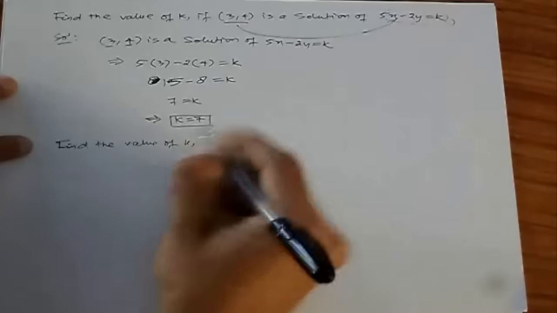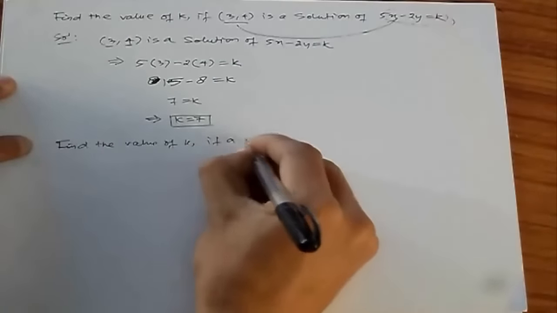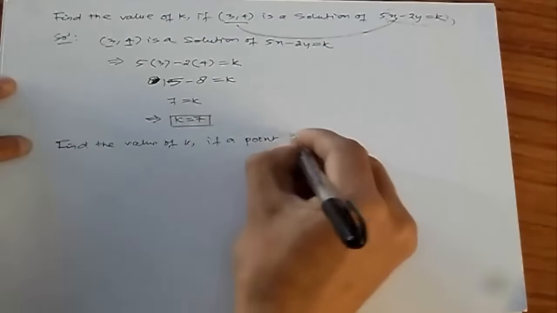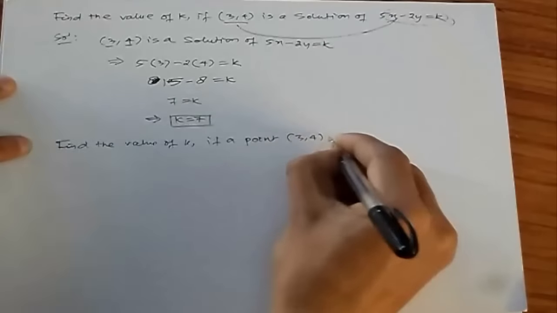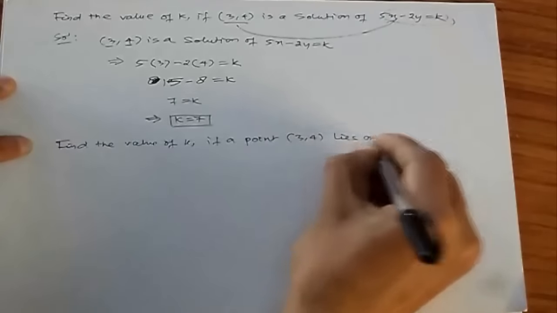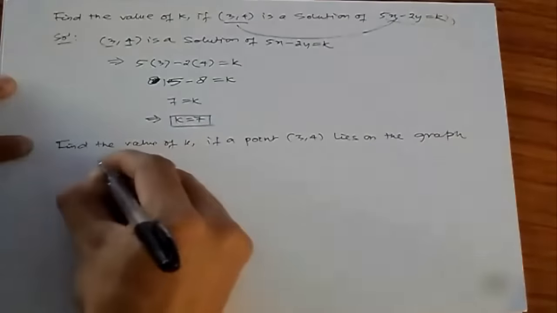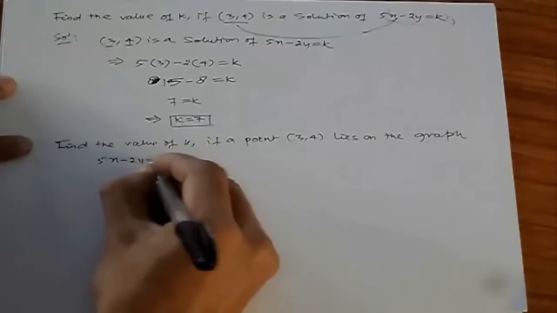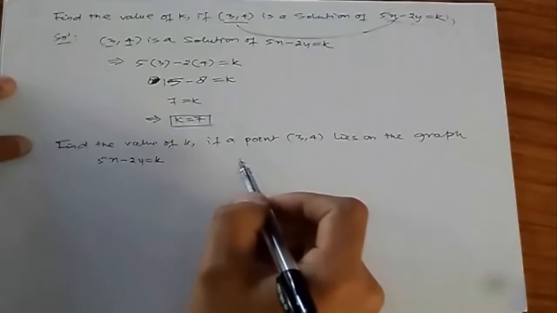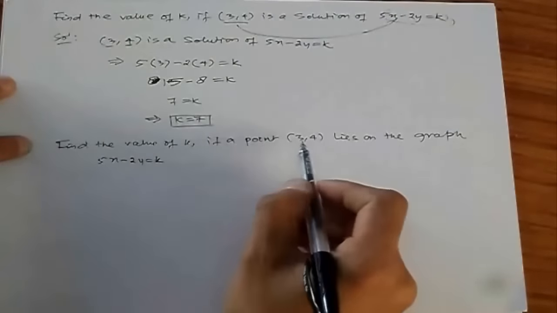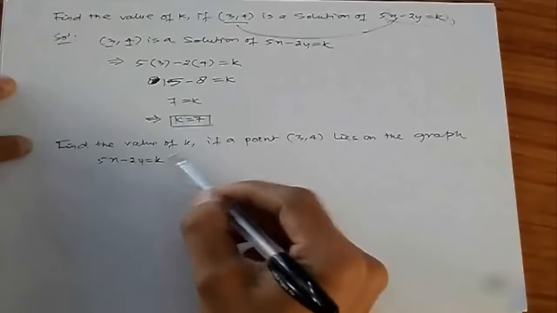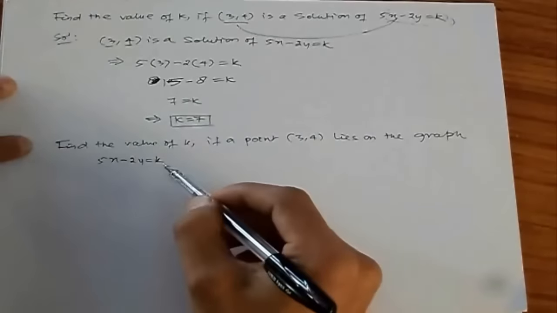Now there's another way of asking this question, but the procedure is all the same, like: find the value of k if a point (3, 4) lies on the graph 5x minus 2y equals k. So this is another way of asking questions. A point lies on this graph means this is a solution of this equation.